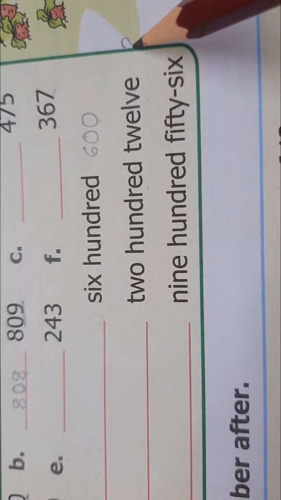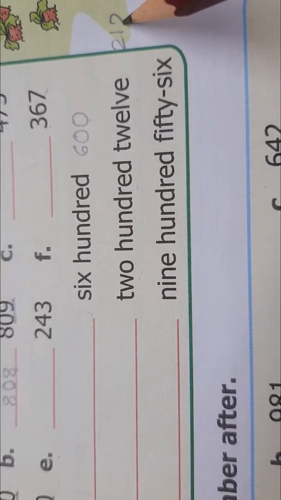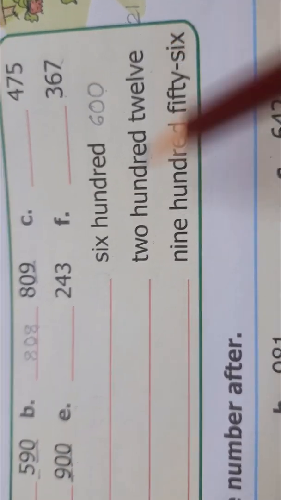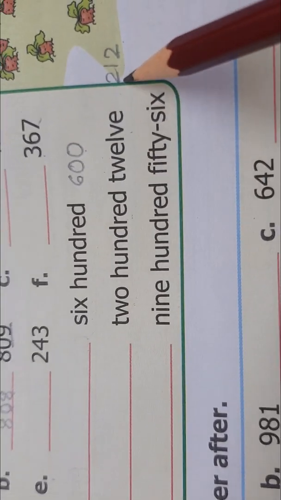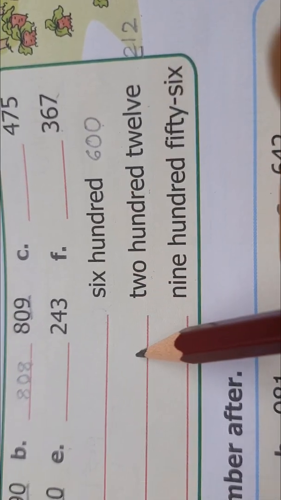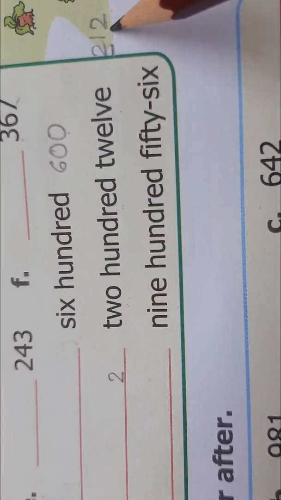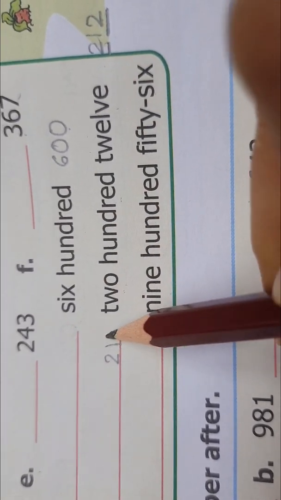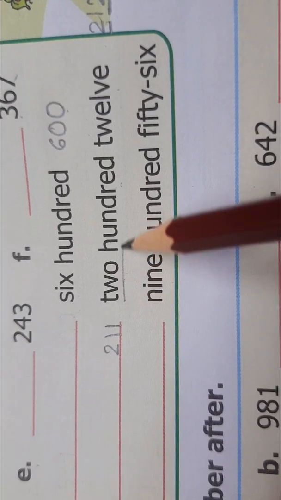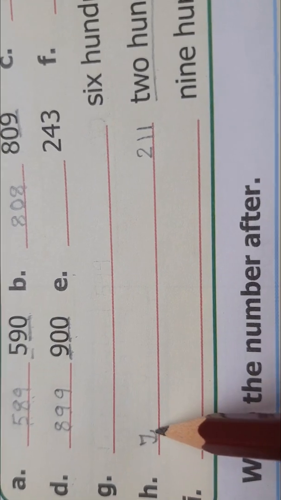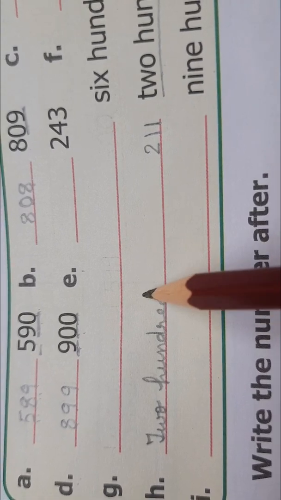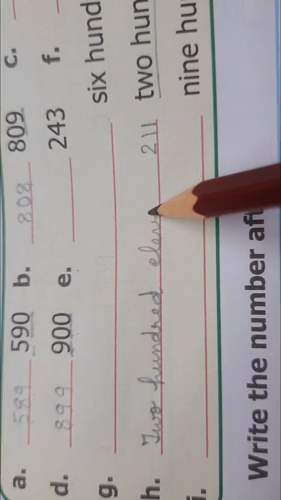Again you write this number as 212, and now you can write the number which comes before. 2 is at hundreds place, so you write 2 like that only, and then what comes before 12? 11. So you write 11 here. Now because the question is given in the word form, you will write the answer as 211.